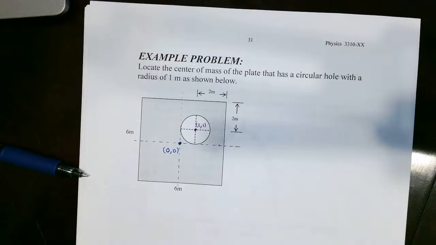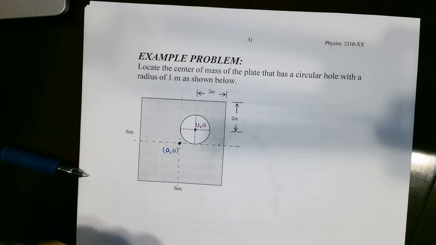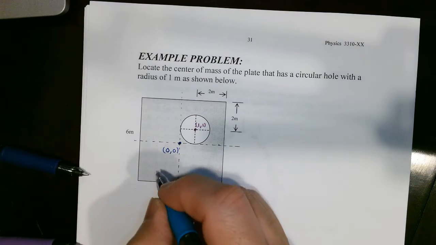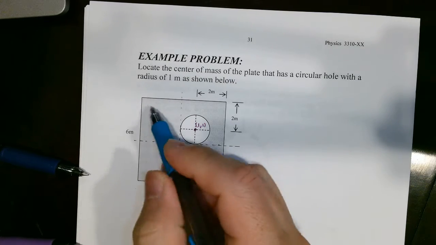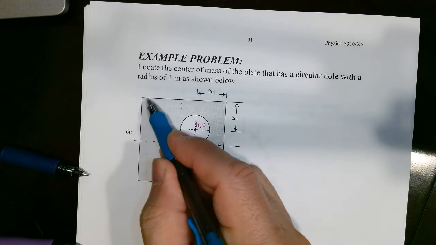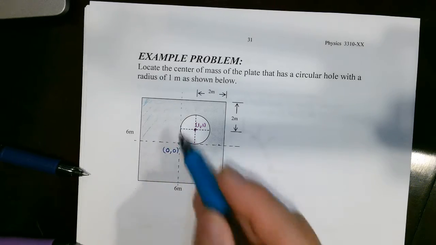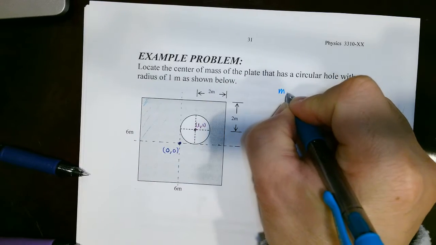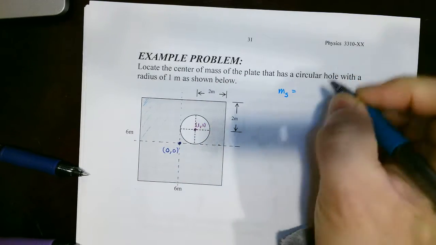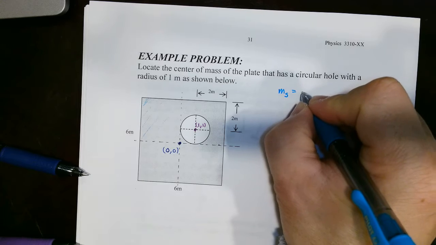So again, if I were to think about the solid right here, the mass of the solid is equal to rho times the volume.